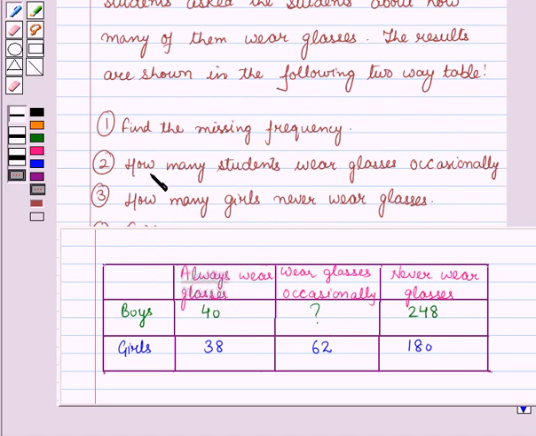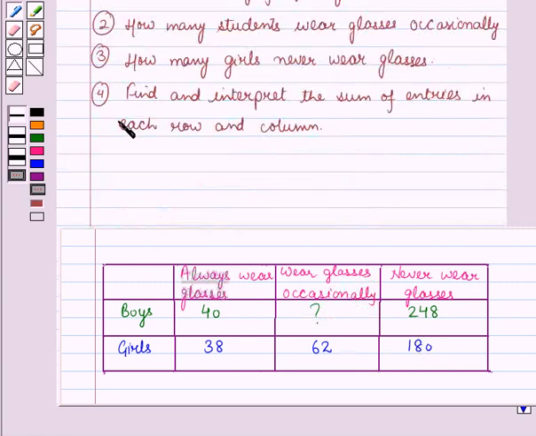Then in the second part, we have to find how many students wear glasses occasionally. In the third part, we have to find how many girls never wear glasses. And then we have to find and interpret the sum of entries in each row and column. Now let us start with the solution of the given question.